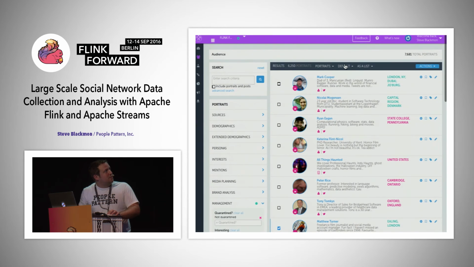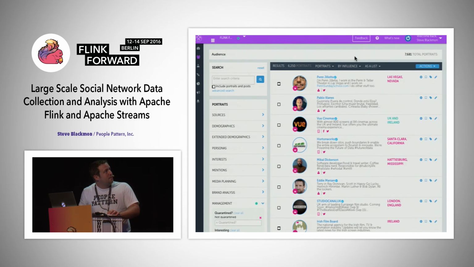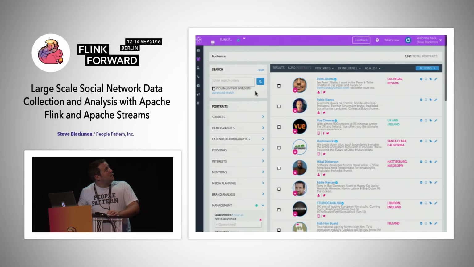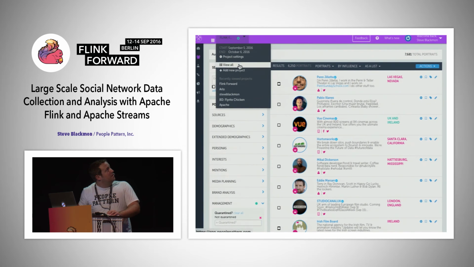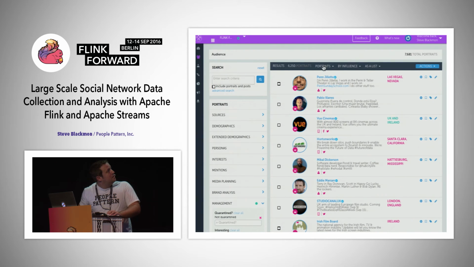You can sort these, and it's pretty common. Sort these by the influence score. I guess Penn Jillette is a follower of Apache Flink, or is talking about it, or is talking about that other film festival, one or the other. Look at posts as well.